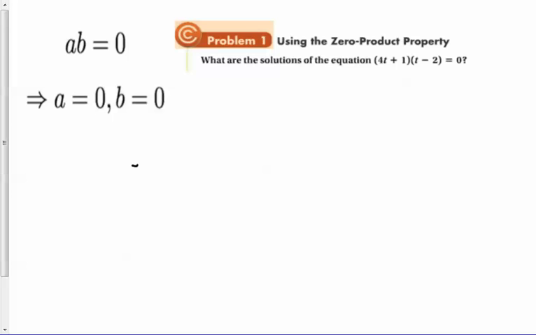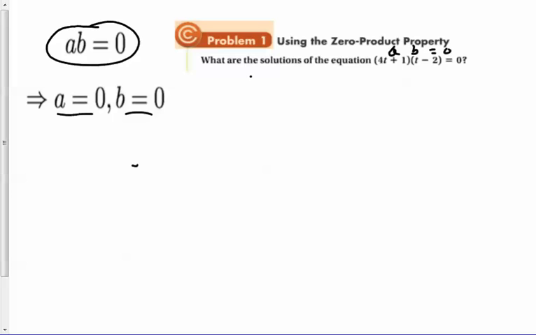AB equals 0 thing. If you think about two numbers that multiply together to make 0, what must be true? One of those numbers or both of those numbers have to be 0. So if you look at this, it says what's the solution of the equation (4t + 1)(t - 2) = 0? Well, that's like a times b equals 0.